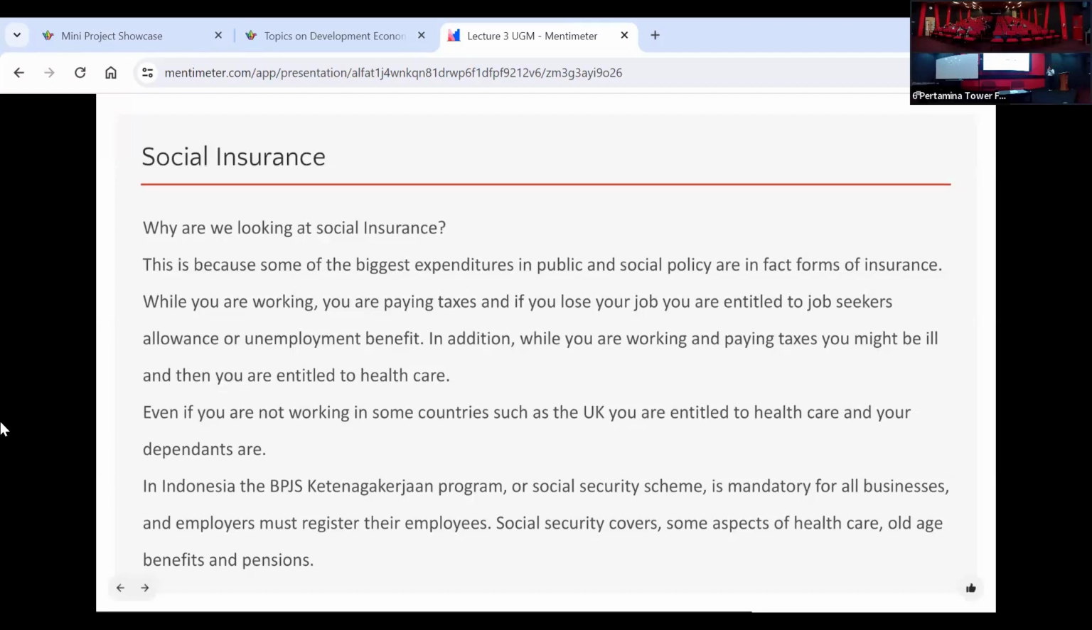In Indonesia, this program on social security is mandatory. It's mandatory for all businesses. And there is a reason why everybody should sign to this, okay? And we're going to look at the reason why. Employers must register all their employees, and Social Security covers some small aspects of healthcare, old age benefits, and pensions. So it's not very wide, okay? This program in Indonesia is very specific for certain things. So God forbid if you have a health problem because it wouldn't be covered.